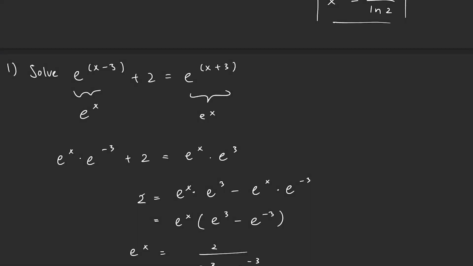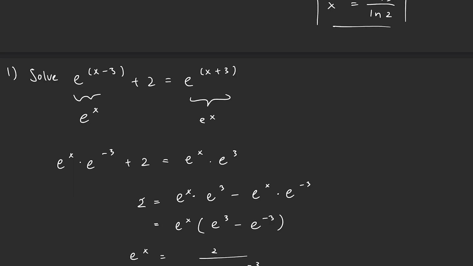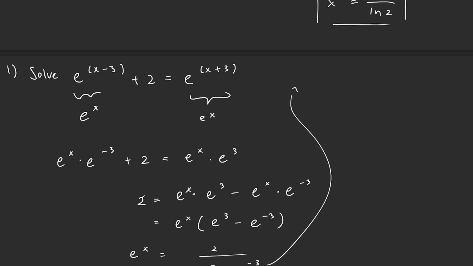And if we take the natural logarithm, ln of e to the x is equal to ln of 2 over e cubed minus e to the negative 3. Remember that ln of e to the x is just x because ln is log base e. And then this right side, we can write this as subtraction using our log rule. So we have ln 2 minus ln of e cubed minus e to the negative 3. This is in a bracket for clarity.